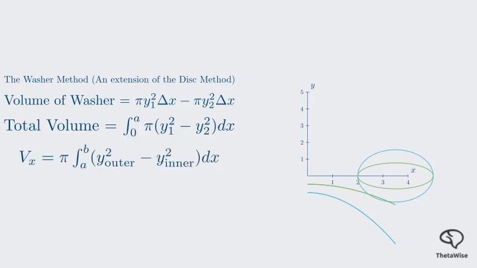A key thing to remember is the order of subtraction. It's always the outer radius squared minus the inner radius squared, not the other way around. If you get it wrong, you'll end up with a negative volume, which is physically impossible. Volume is always positive. Now let's look at the disk method formulas in summary.